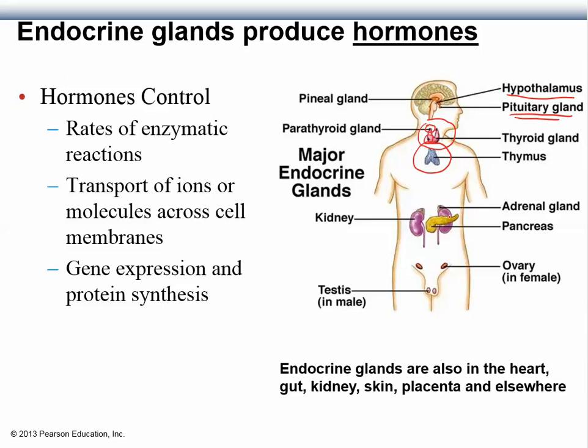And then we have the pancreas, where the pancreas is mostly exocrine, and we'll talk about what that means. But it does have an endocrine role as well. The adrenal gland, which sits like a little hat right there on top of the kidneys, and of course, it releases adrenaline or epinephrine and norepinephrine. And then we have the gonads, the ovaries, and the testes.